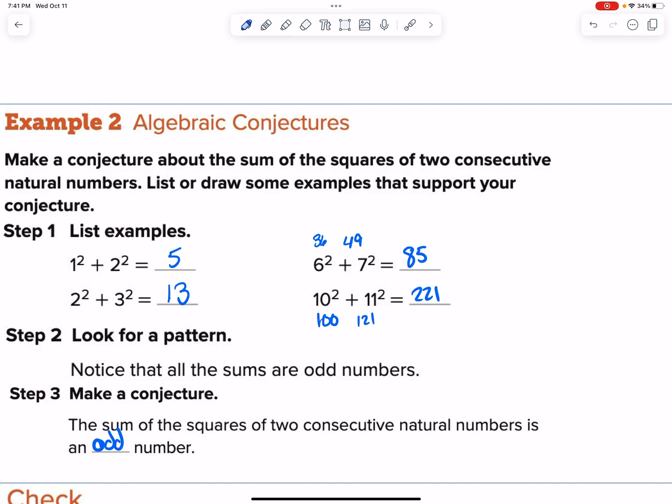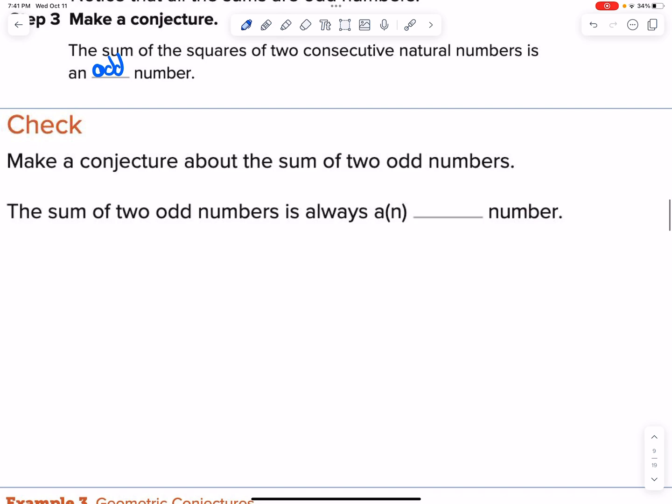Okay, so again, we listed off some of these. This is just the numbers that the book picked. You could have done any 2 consecutive natural numbers. Again, natural numbers are counting numbers, so you could have just as easily done 100 squared plus 101 squared, and you should have still gotten the same result. So now again, take a second to pause. Try and do, again, at least 3 examples to make your generalization.